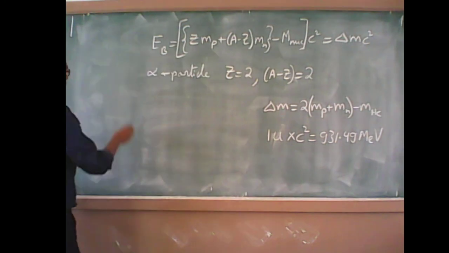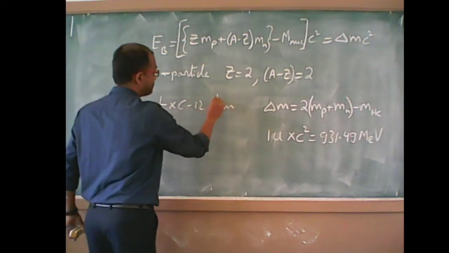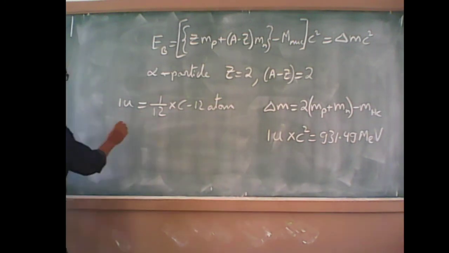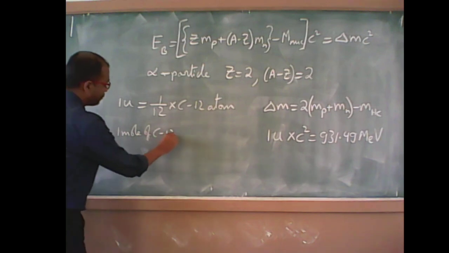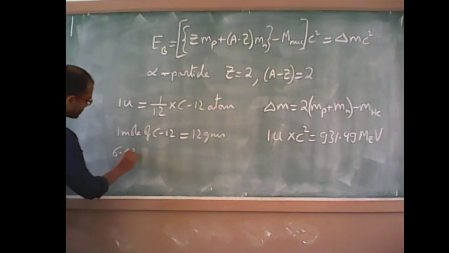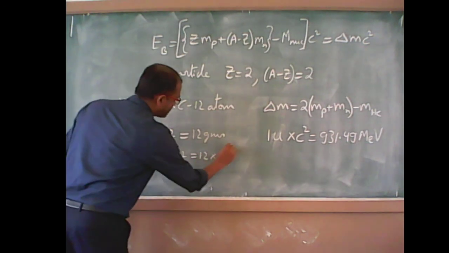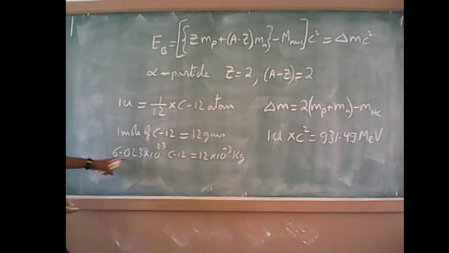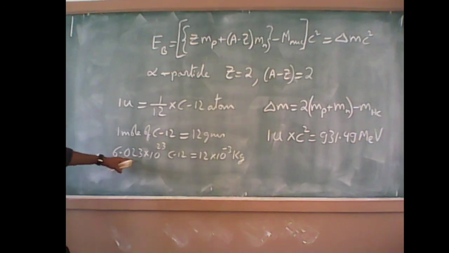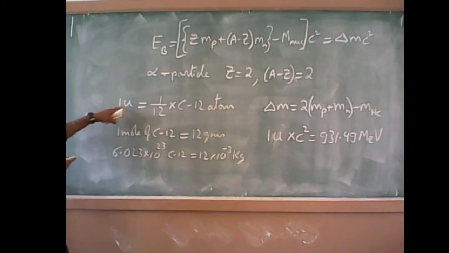So how can it be done? 1 U is equal to 1/12 of the mass of a carbon-12 atom. So what is the mass of a carbon-12 atom? We can find out in kilograms. We know that 1 mole of carbon-12 weighs 12 grams. This simply means 1 mole contains Avogadro's number of atoms, so 6.023 into 10 to the power 23 atoms of carbon-12 weighs 12 into 10 to the power minus 3 kilograms. From this we can find out the mass of one atom of carbon-12, and hence 1/12 of the mass of a carbon-12 atom. That gives us 1 U, 1 atomic mass unit.